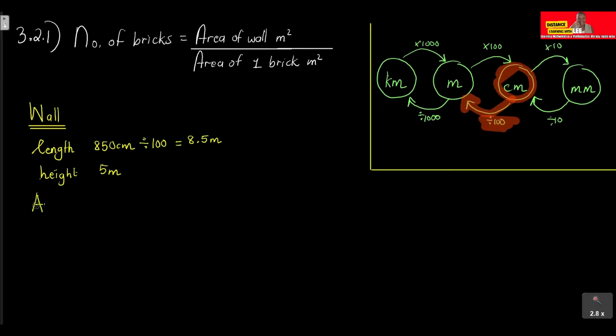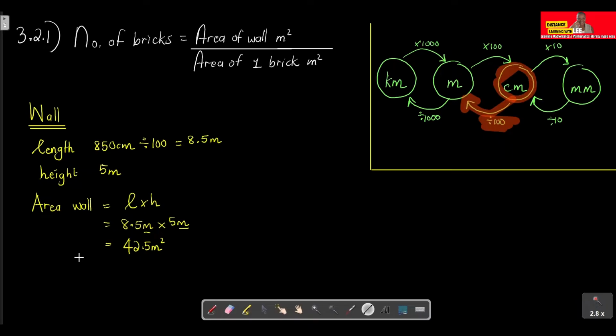Therefore, the area covered by the wall is equal to your length multiplied by your height. What is your length? It's 8.5 meters multiplied by, what is your height? It's 5 meters. If you punch 8.5 multiplied by 5 into your calculator, you will get 42.5 meters squared, because meters times meters gives us meters squared. So we've now calculated the area of this wall.